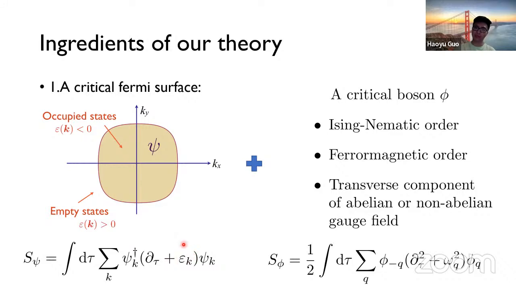So the easiest way is to couple the system to some fluctuating critical bosons. Here we call it phi. First of all, this boson could be many different things. For example, it could be some isokinetic order parameter, some ferromagnetic order parameter, or some components of the emergent gauge field. I think the only assumption here is that the quantum criticality is at zero momentum. So it's a Q equal to 0 quantum critical point, not finite Q quantum criticality. And then we'll try to couple these two sectors together.